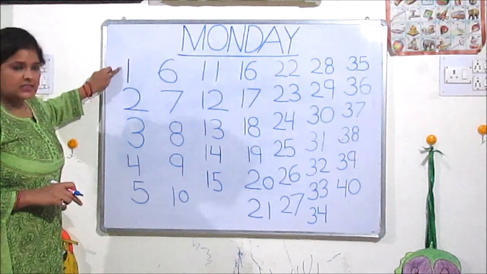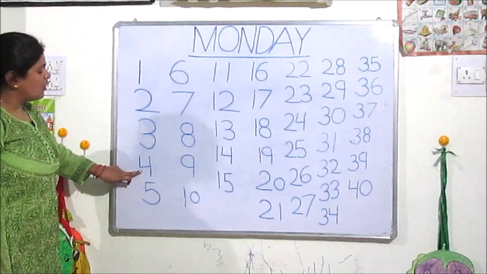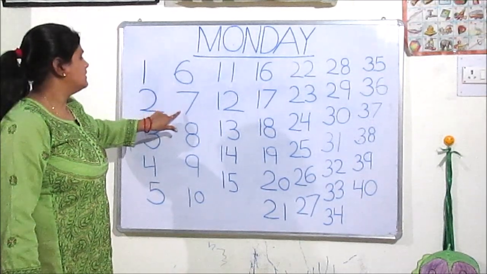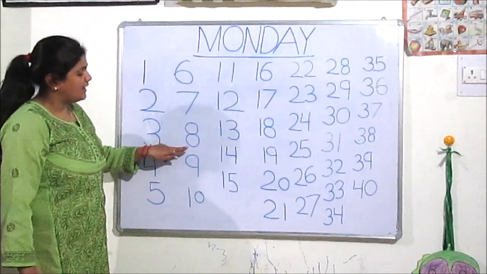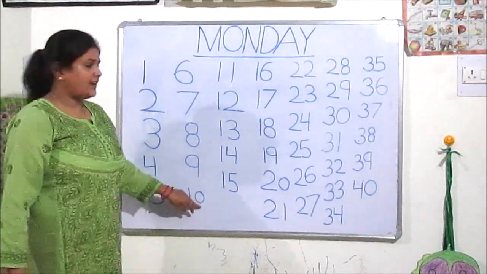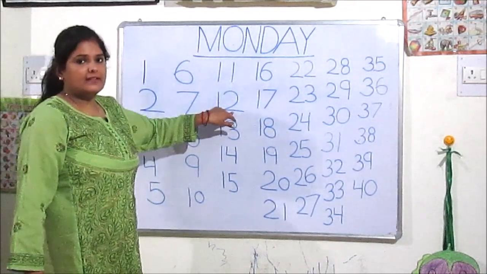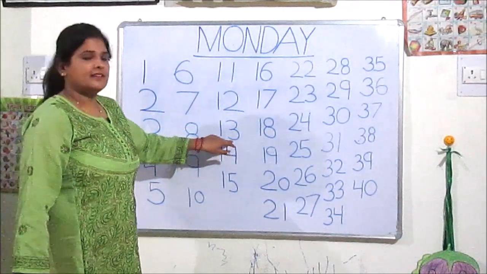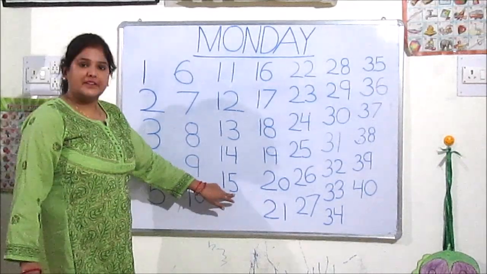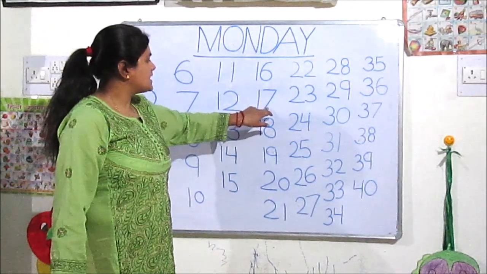Now start. 1, 2, 3, 4, 5, 6, 7, 8, 9, 10, 11, 12, 13, 14, 15, 16, 17.